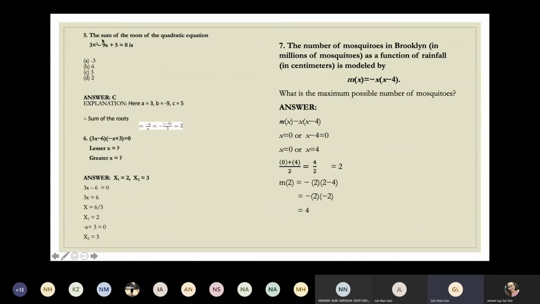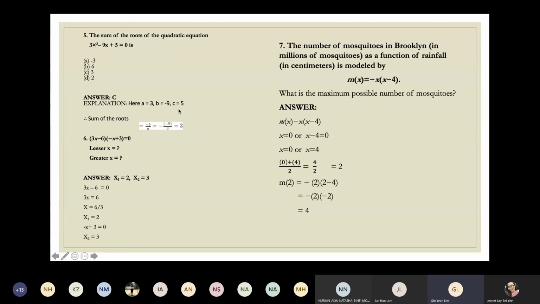The sum of the roots of the quadratic equation 3x squared minus 9x plus 5 equals 0. We are giving 4 options there for you to choose. So first, we all know that the general equation for a quadratic equation is ax squared plus bx plus c equals to 0. And now we know that a will be 3, b will be negative 9, c will be equals to 5.